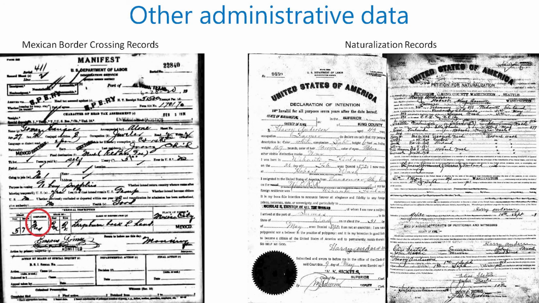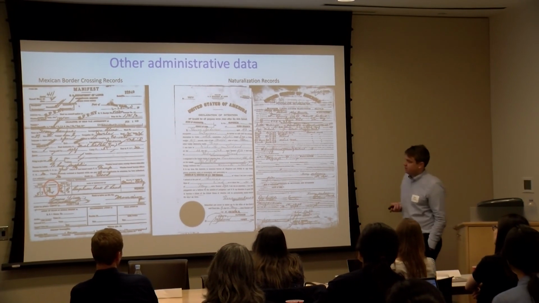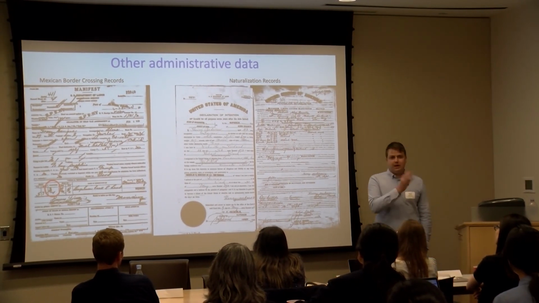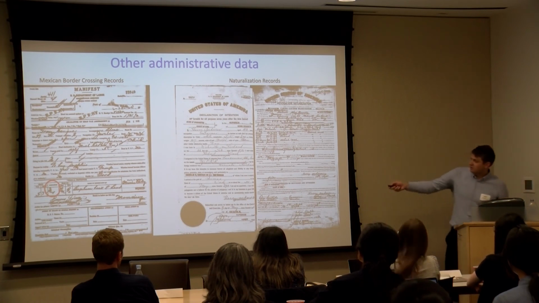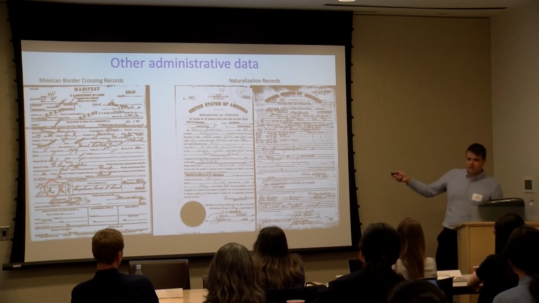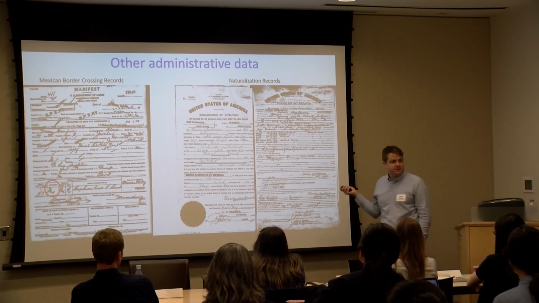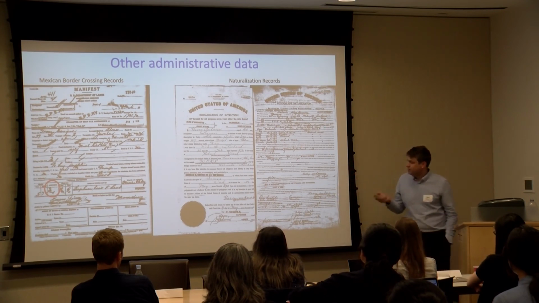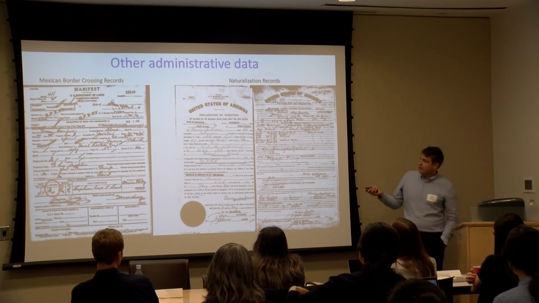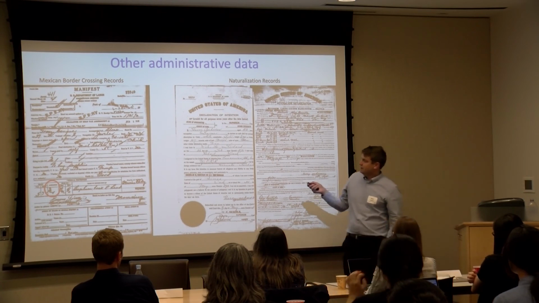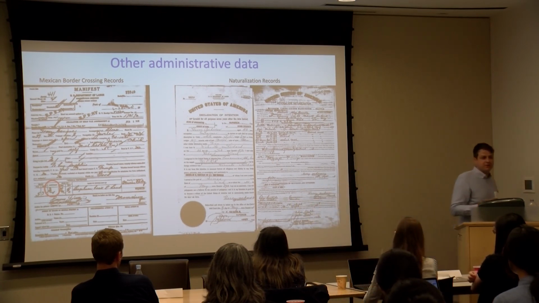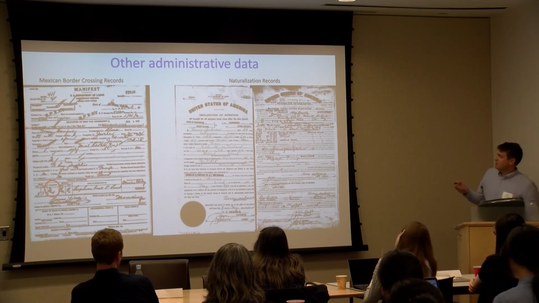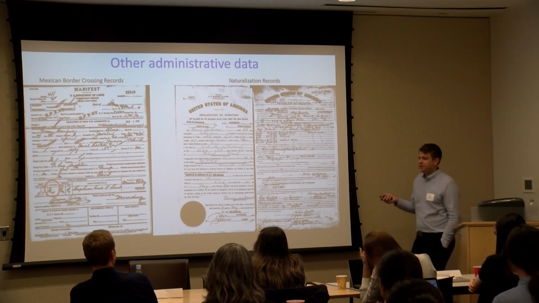Or we have naturalization records, which have this built-in panel data set. So you came as a non-citizen, you had to declare your intent to become a citizen, which is this form on the left. And then 2 years later, you could petition to become a citizen, which is this form here. And so you get, with intention forms, all of this information, where you're from, mostly demographic information. And then we know everything about you 2 years later that we can assess too.